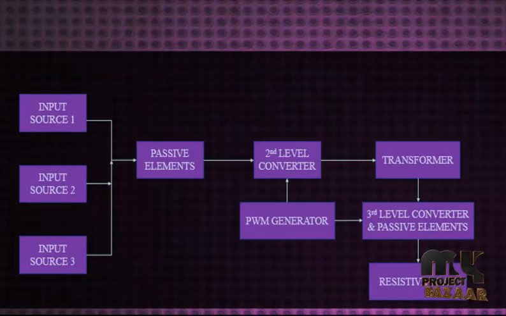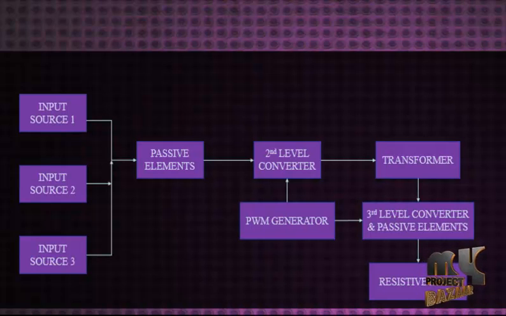Next we see the flow diagram of our product. This is our flow diagram. In this flow diagram the first one is the input source. Here we have three input sources. These sources may be solar generation, PV cell, fuel cell and also battery, and the three sources are fed into the second level converter through passive elements.